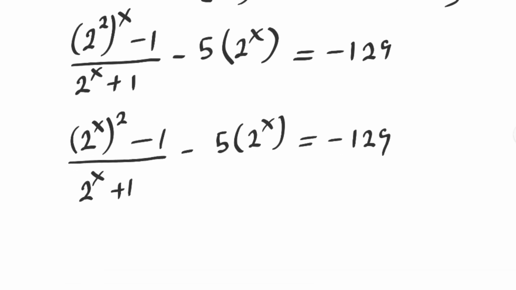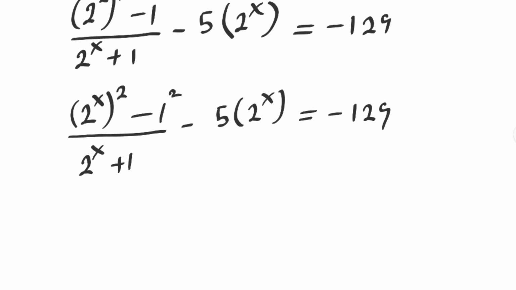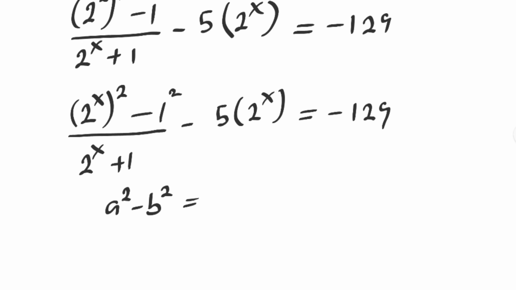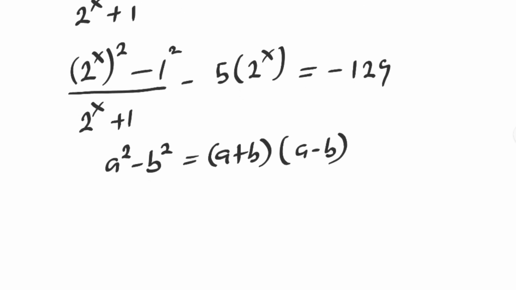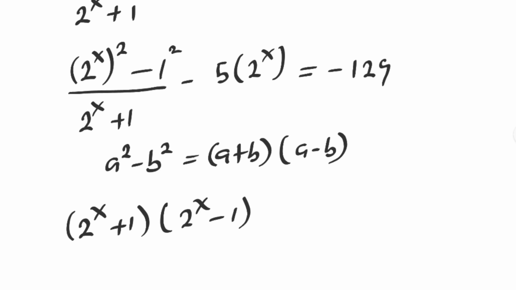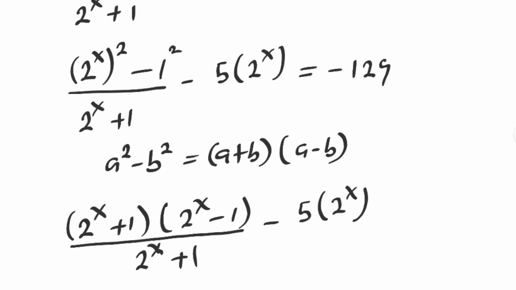Now this is also 1 square, and this is a difference of 2 squares. If you have a square minus b square, this is equal to a plus b bracket a minus b. Then the numerator can be written as 2 raised to power x plus 1 bracket 2 raised to power x minus 1, over 2 raised to power x plus 1, minus 5 bracket 2 raised to power x is equal to minus 129.